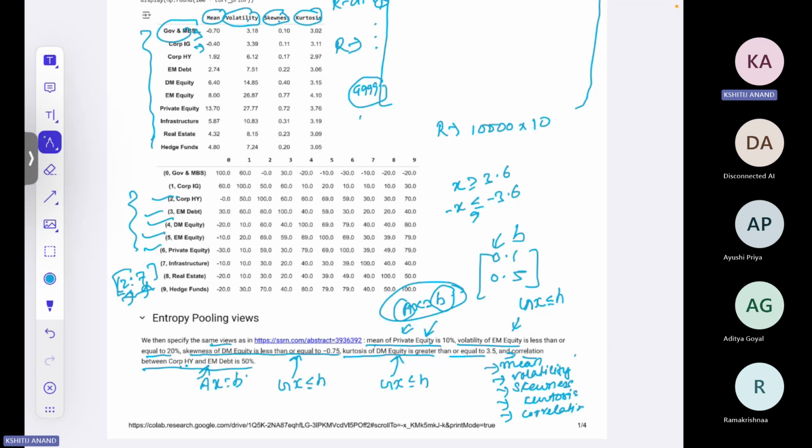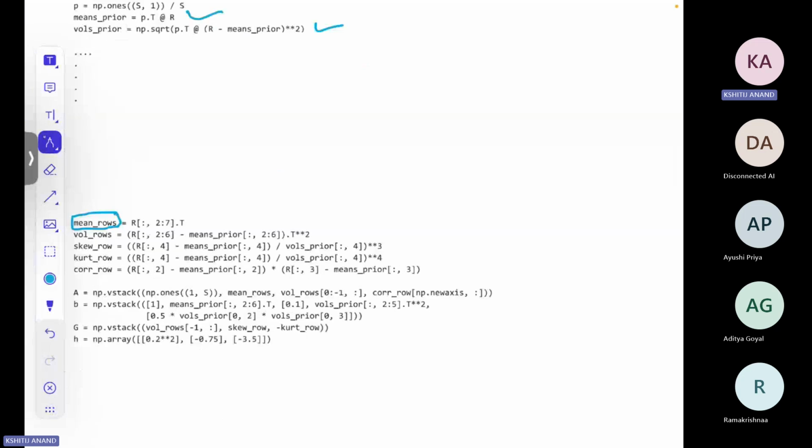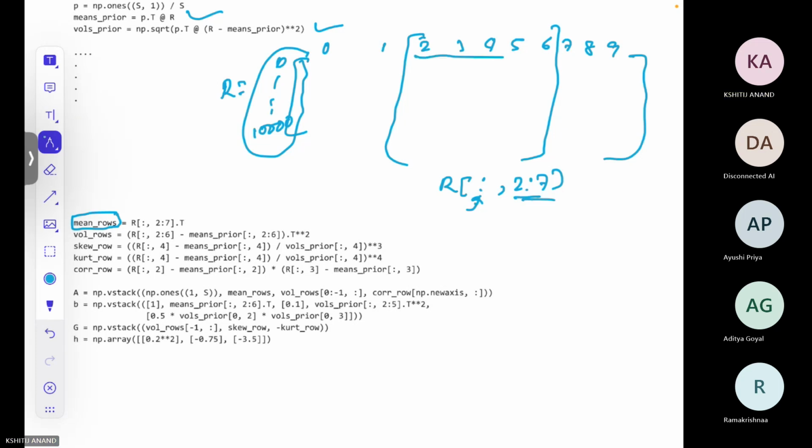Now we will be calculating the mean first. What are the mean rows for the assets? We were taking assets 2 to 7. This is the matrix R, with 10,000 different scenarios, columns 0, 1, 2, 3, 4, 5, 6, 7, 8, 9. So you are taking only this portion. We are doing R, all rows, but columns only from column 2 to 6.